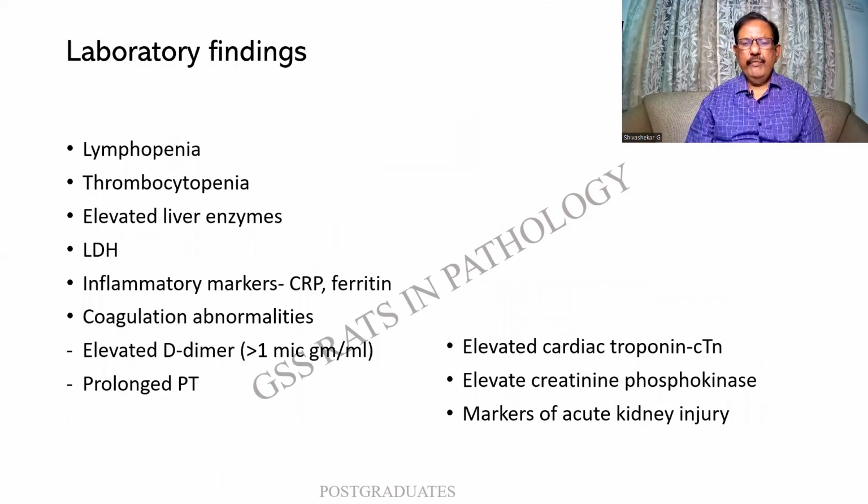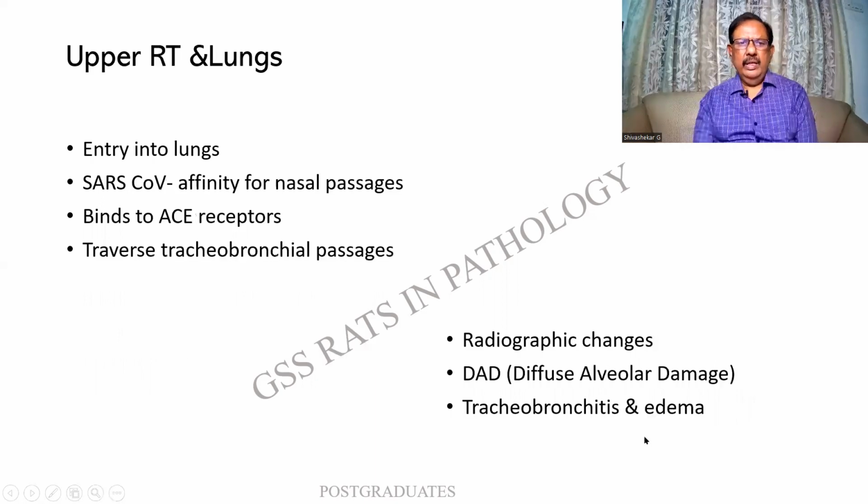Laboratory findings. This we should memorize. Not that you don't know, just recollect. Lymphopenia, thrombocytopenia, elevated liver enzymes, lactate dehydrogenase, and inflammatory markers such as C-reactive protein and ferritin. Coagulation abnormalities can be there in the form of elevated D-dimer and prolonged prothrombin time. All the departments, including microbiology, bacteriology, pathology and biochemistry, have played a vital role in the diagnosis. Elevation of the cardiac troponin, creatine phosphokinase, and the markers for renal disease.